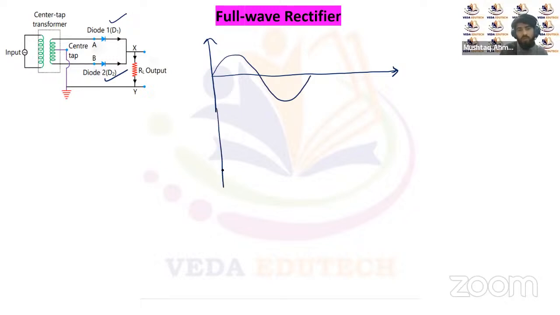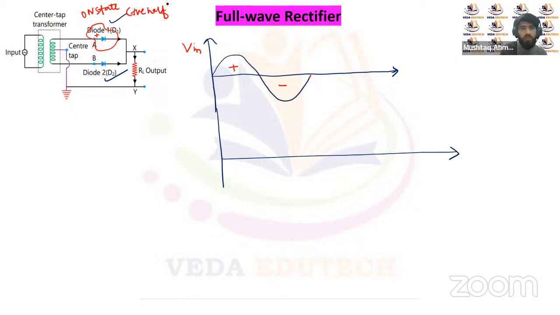Now we can plot the output voltage on the same curve. You can see here this is the input. This is the positive half of the cycle, and this is the negative half of the cycle. For the positive half of the cycle, the P type of this diode will become positive and the N type will become negative, so this diode will be in the on state for the positive half of the cycle.